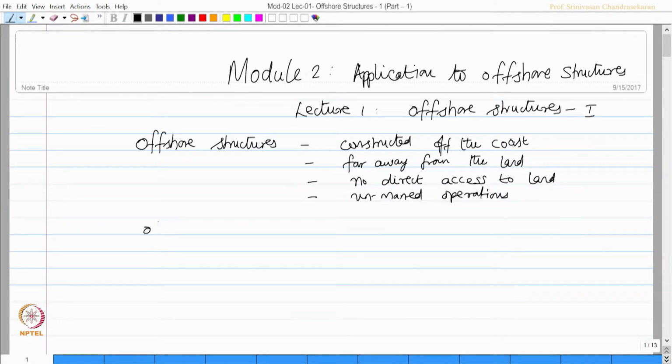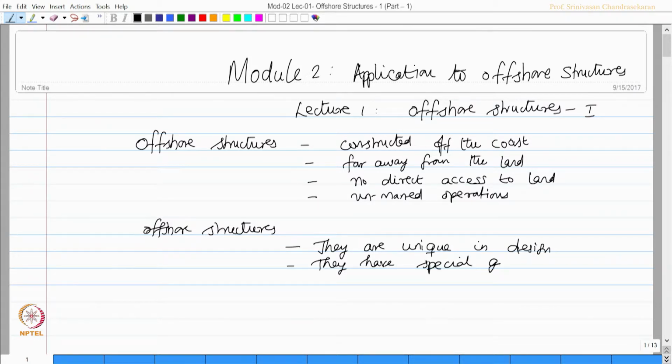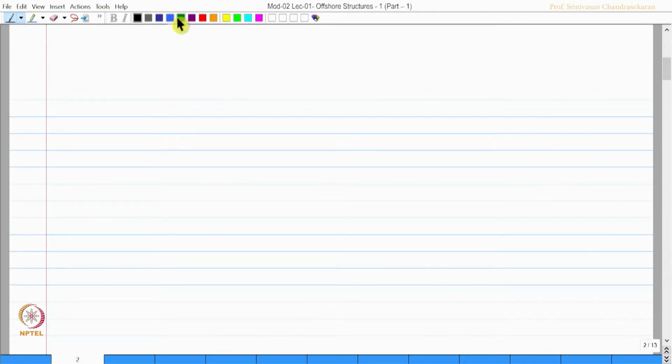Now, offshore structures have some special characteristics. First of all, I should say they are unique in design. Secondly, they have special geometric form which needs to be understood before we do a detailed analysis. Further, they are also complex because the environmental loads act on them. Now, I should say an important point: the structural form of offshore structures are very innovative.